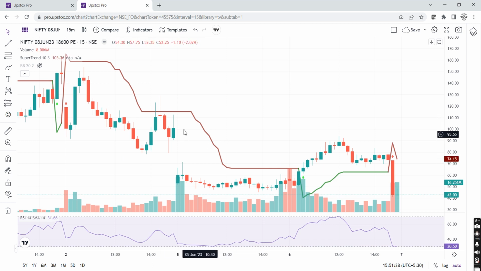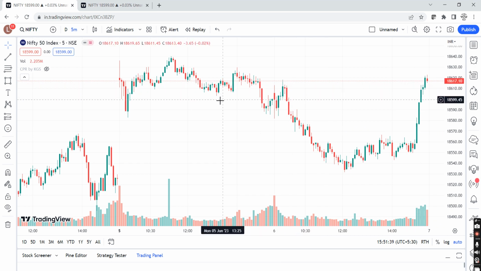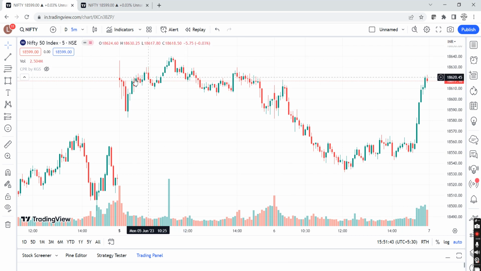Where is 18,600 P now? From Friday's closing, it was 101. And what is today's closing? 43. It is 60 points down. Even in this C, why are we considering 18,600? Because spot had stayed closer to this price, right? It went to 18,500. Sometimes it went to 18,660. Since when? Since 5th of June.